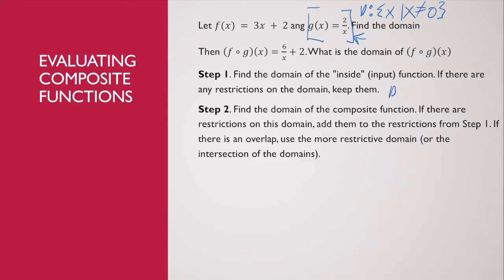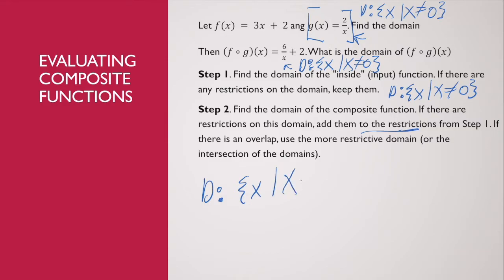So let's go ahead and write that down. Next, I find the domain of my composite function. Here I have 6 over x plus 2. The domain of this composite function also has to be all values of x such that x doesn't equal 0. Are there any additional restrictions? No. So the domain of our final composite function is x such that x doesn't equal 0. In this case, the domain of our composite function was the same as the domain of g of x, but that's not always going to be the case, so consider this a warning.